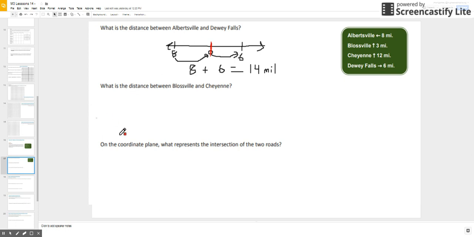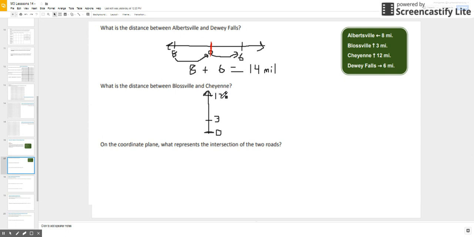The next one says, what is the distance between Blossville and Cheyenne? So both of these are heading in an upwards direction. Right now I'm down here at the intersection, or the origin. If I go up 3, that gets me to Blossville. If I go up 12, it gets me to Cheyenne.